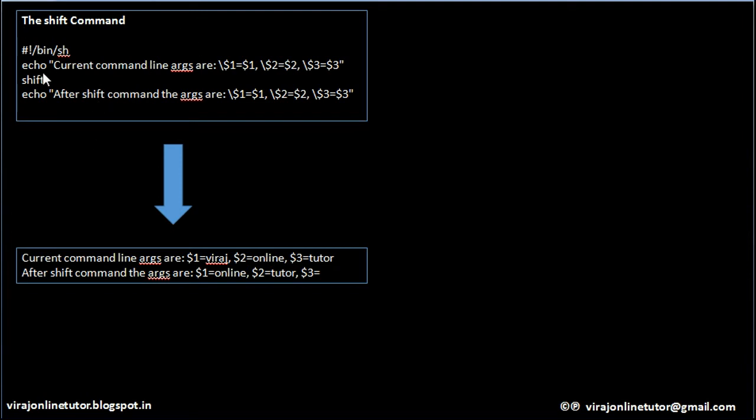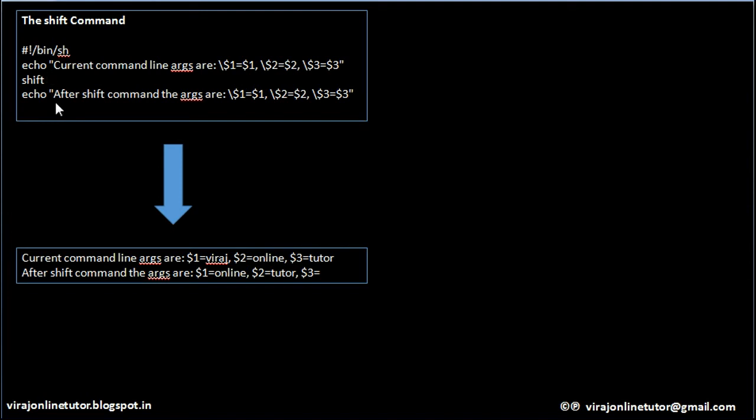This echo will print a line on the screen saying current command line arguments are: content of $1 is Viraj because it is the first command line parameter that I had passed, content of $2 is online, which is the second parameter I passed, and content of $3 is tutor, which is the third parameter I passed. Then I am invoking a shift. This shift will shift the values of the command line parameters one location to the left. I repeat, this shift will shift the values of the command line parameters one location left.